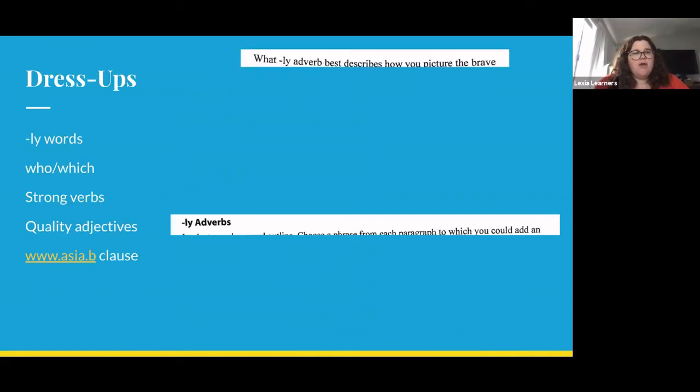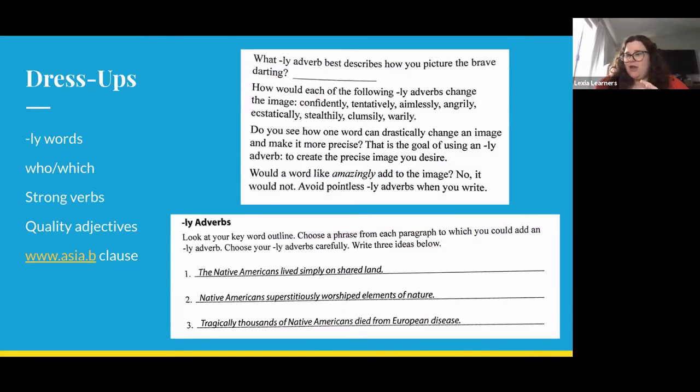All right, so we're going to get into all those things that I had underlined in all the different stories. So there's 3 different categories, and we're going to go through each of those categories. So the first one are dress-ups. This is what makes your story interesting. It's a lot of the descriptive words. It helps your reader understand and see what you're actually talking about. So the main ones are ly words, so ly adverbs, who-which clauses, strong verbs, quality adjectives, and a www.asia.b clause. I'll explain what that means.